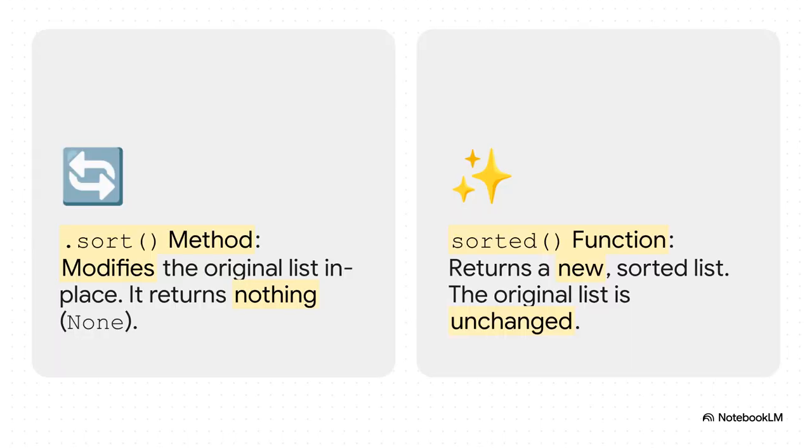Okay, sorting. This one trips up a lot of new developers, and it all comes down to one really important distinction. The .sort method changes your original list. It modifies it in place. But the sorted function is much more polite. It leaves your original list completely alone and just hands you a brand new sorted copy. Knowing that difference is going to save you a lot of headaches, trust me.